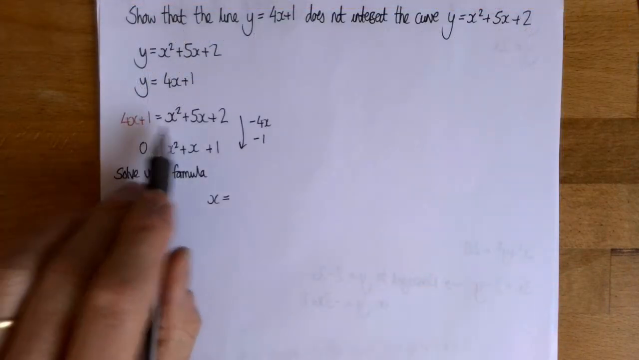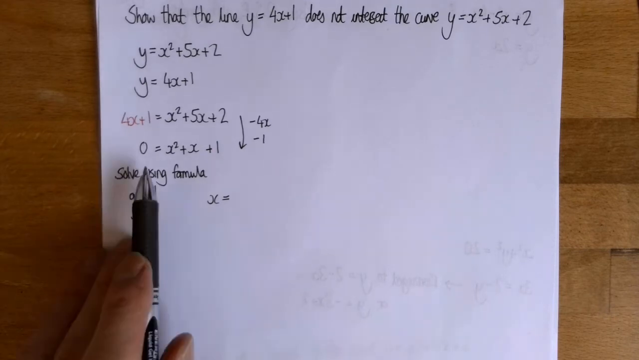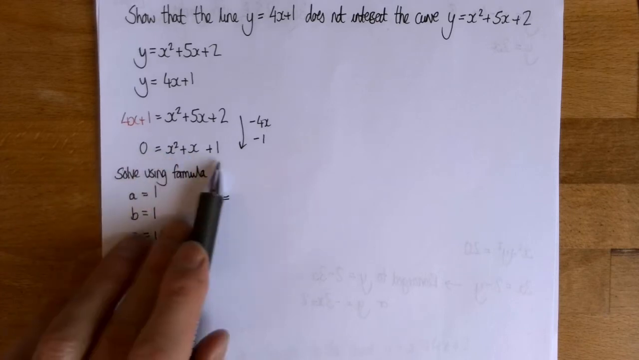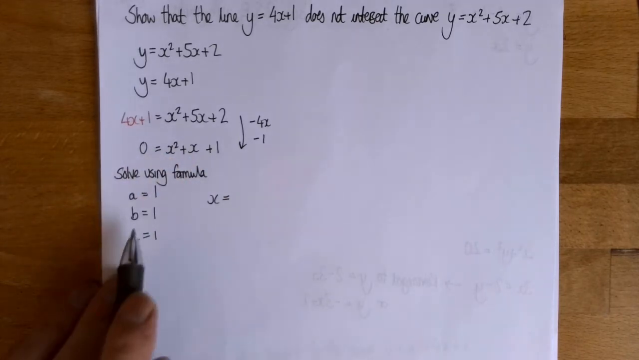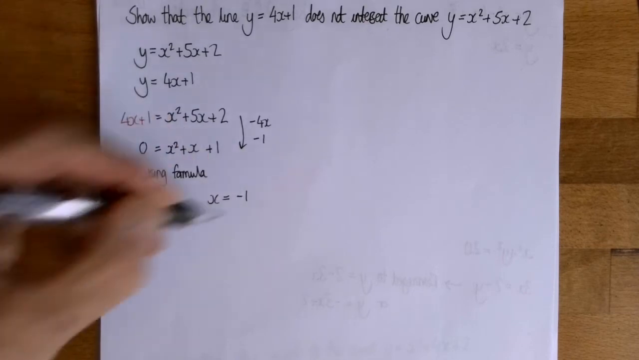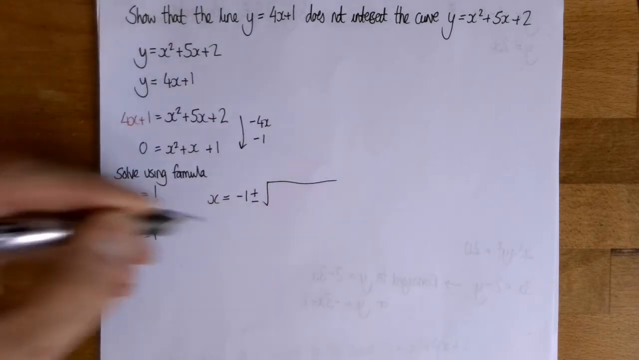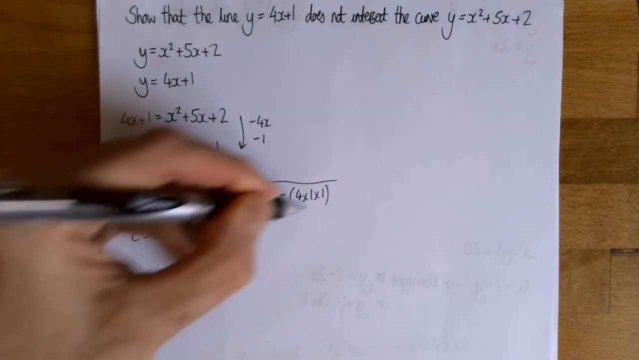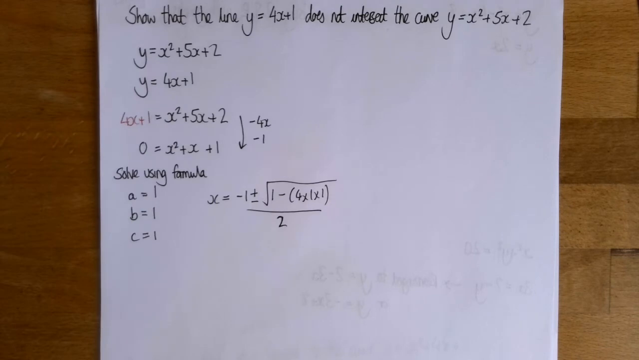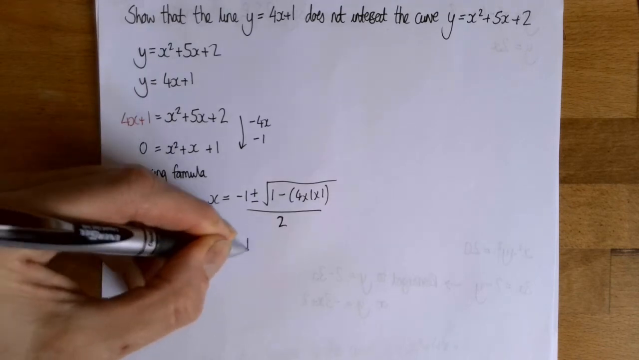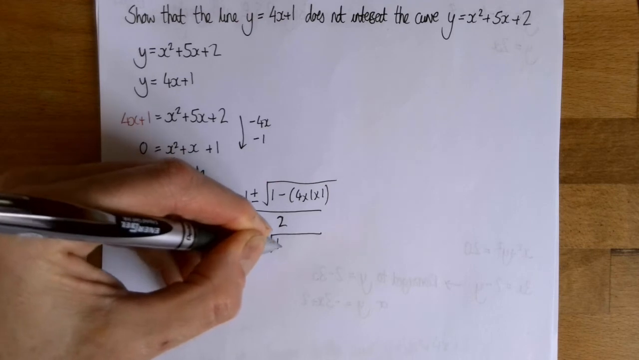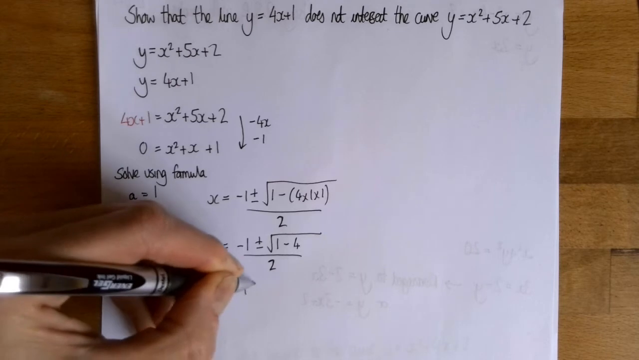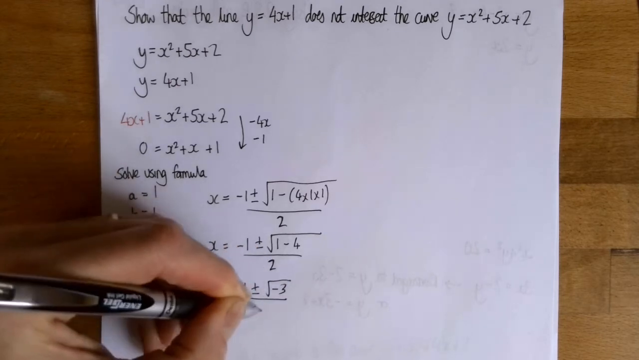Okay, so I made this equal to this. I then lined it up by taking away 4x, taking away 1. So that gave me that, and I'm going to solve it using the formula. So it's minus b plus or minus the square root of b squared minus 4 times a times c, all divided by 2a. I'm going to carry on solving it, so I've got minus 1 plus or minus the square root of 1 minus 4, divided by 2. 1 minus 4 is minus 3, divided by 2.